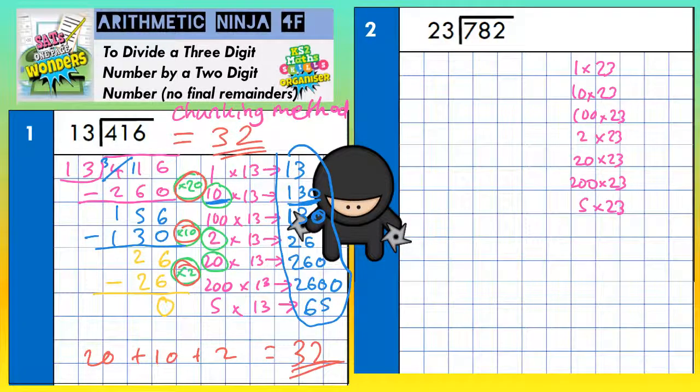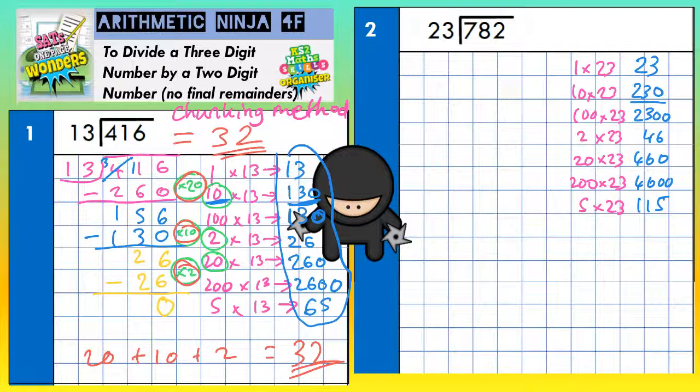So obviously what we need to do now is figure out what they are, in the same way that we did last time. 1 lot of 23 is 23. 10 lots of 23 is 230. 100 lots is 2,300. 2 lots of 23 is 46. 20 lots of 23 is 460. 200 lots is 4,600. And 5 lots of 23 is half of 10 lots of 23. And half of 230 is going to be 115. So 5 lots of 23 is 115.